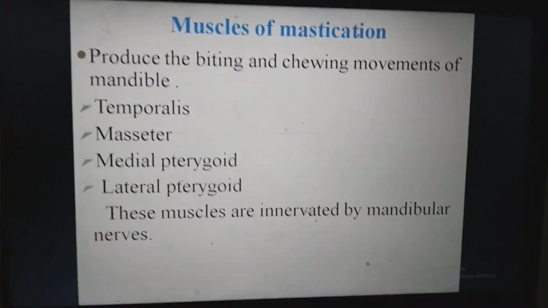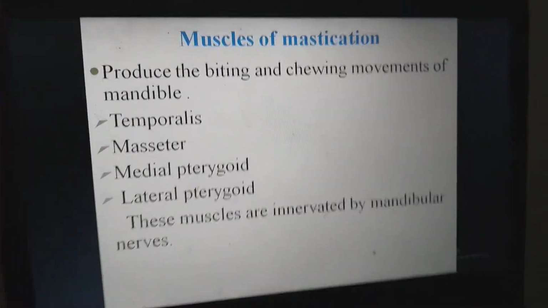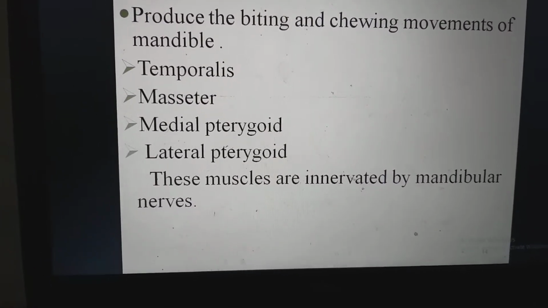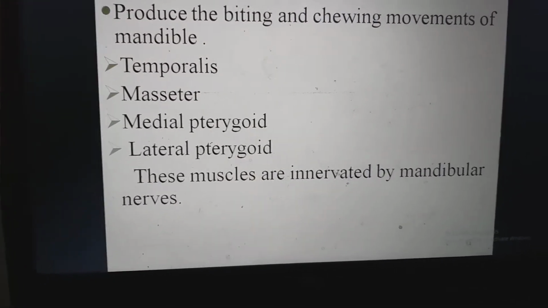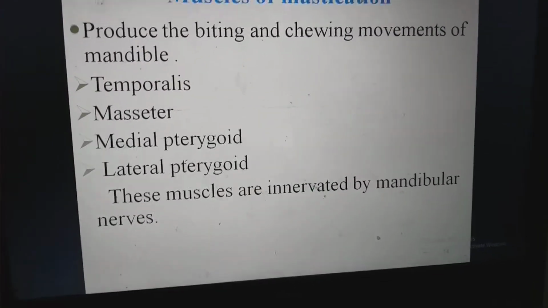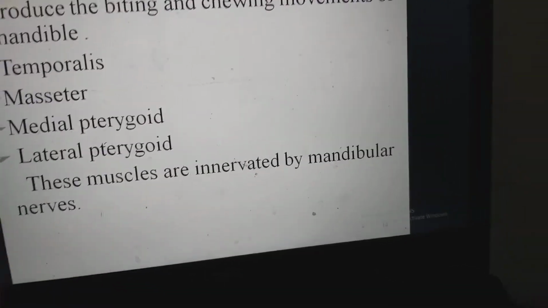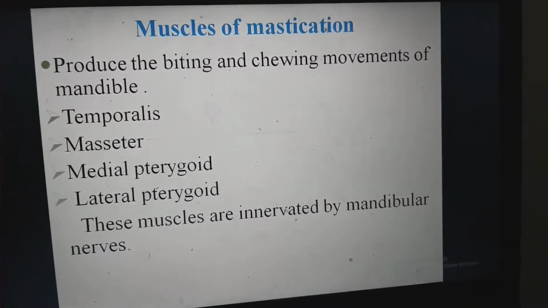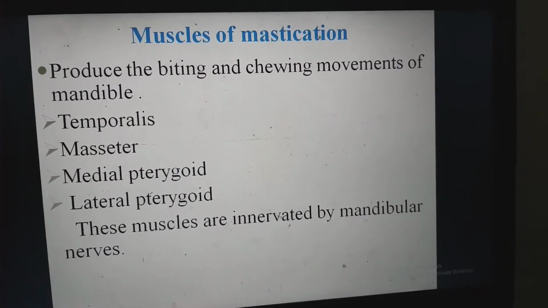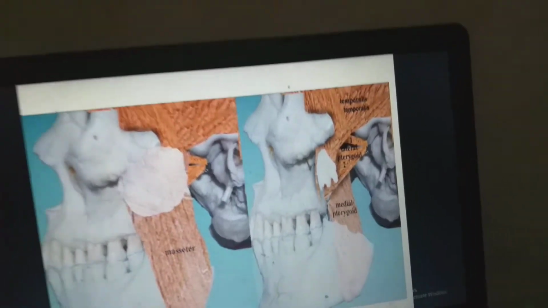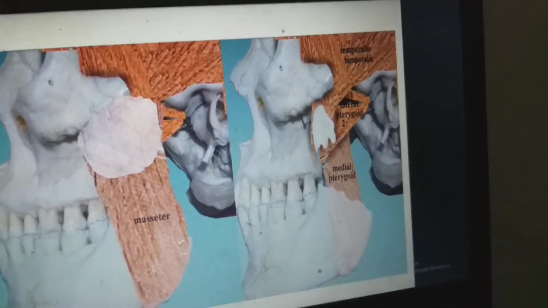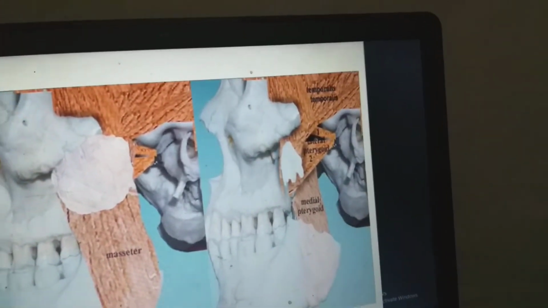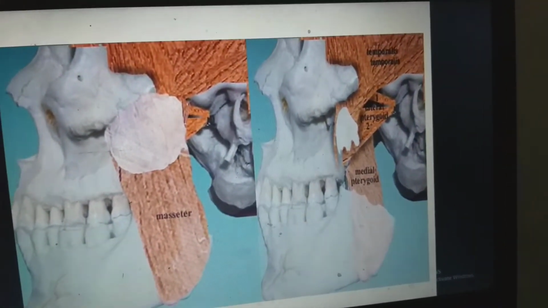Muscles of mastication are those muscles you use for chewing or biting. These are four major muscles: temporalis, masseter, medial pterygoid, and lateral pterygoid. These are all innervated by the mandibular nerve, which means trigeminal nerve, number 5. So these are used for grinding. You can observe these muscles. They are used for chewing or grinding, so they are named muscles of mastication.